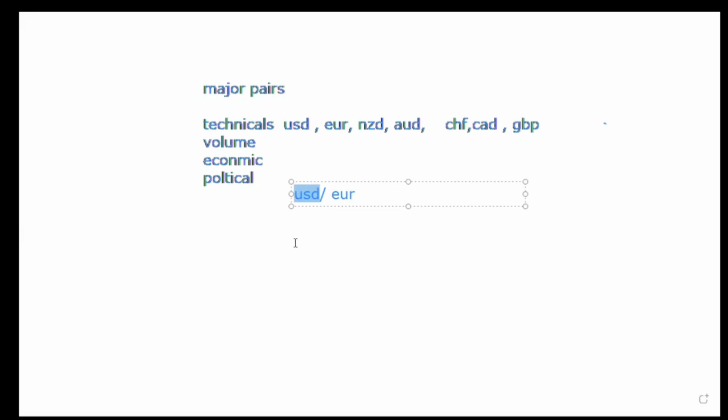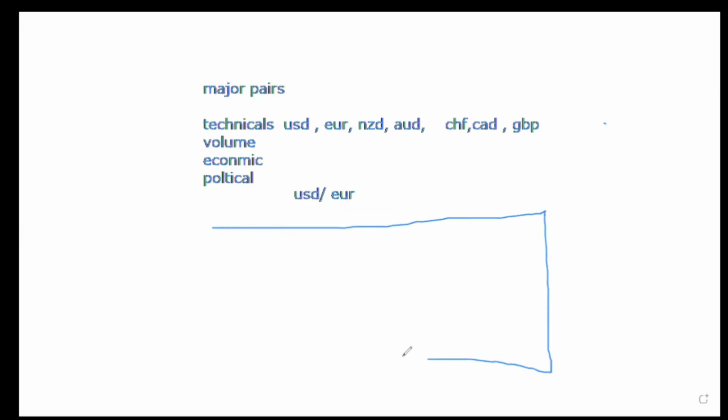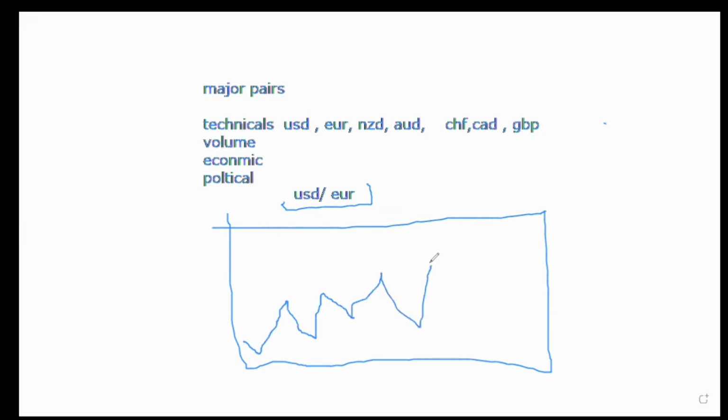For example, if I am drawing a chart here, this is just a simple diagram. This is the euro and USD pair. For example, this is the euro and USD pair, and the chart is going up in this manner.